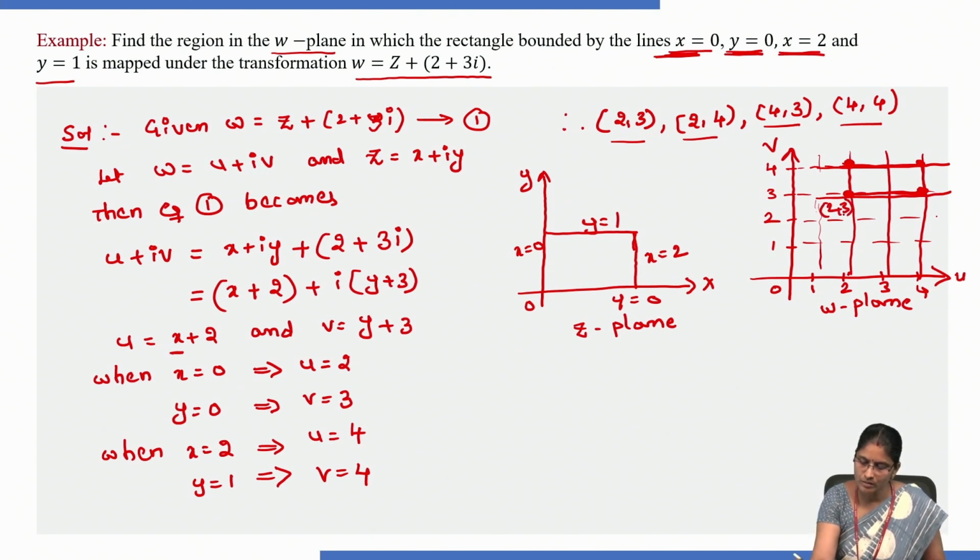Here it is (2, 3), (2, 4), (4, 3), (4, 4). Therefore, the region given in the Z plane is a rectangle, and the region in the W plane is also a rectangle. So conformal mapping is a transformation from Z plane to W plane. See another example.